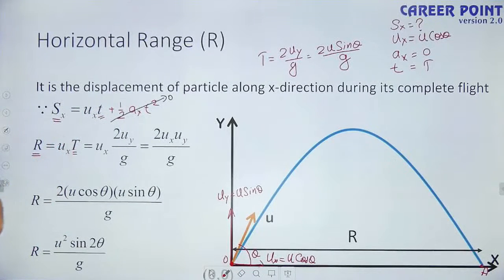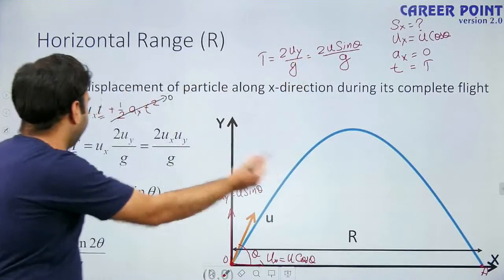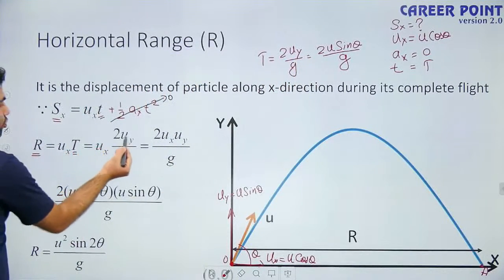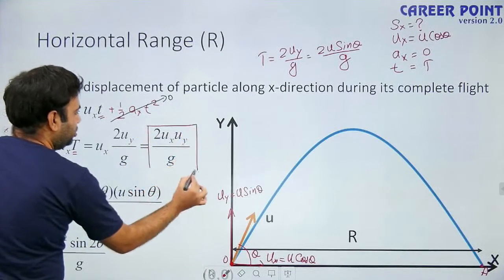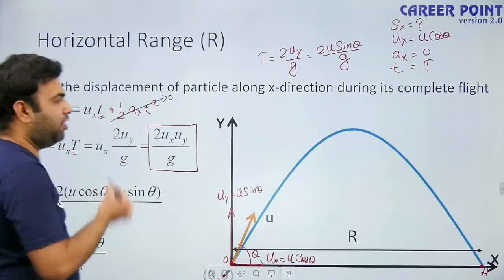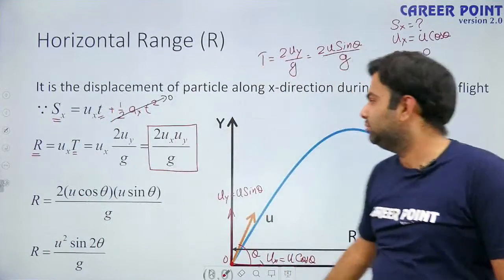So what is the range? Range is ux into t. Now what is the value of t? T is 2uy by g, that is the time of flight. So put this t as 2uy by g and you will get range = 2uxuy by g. This is the formula of range of any projectile from ground to ground journey.